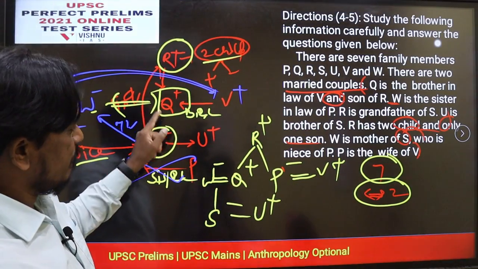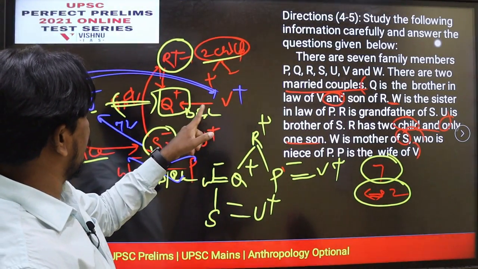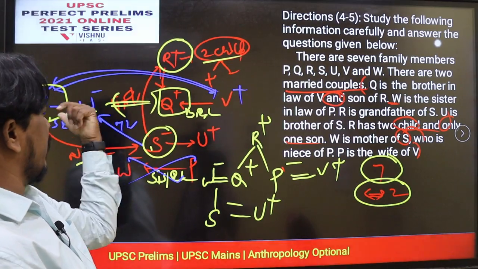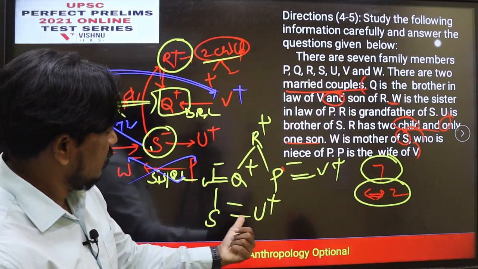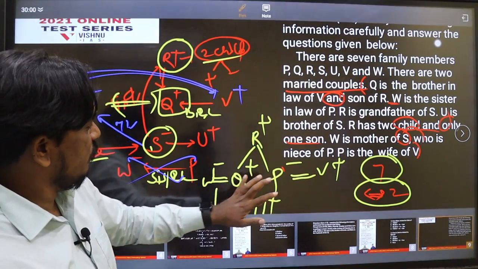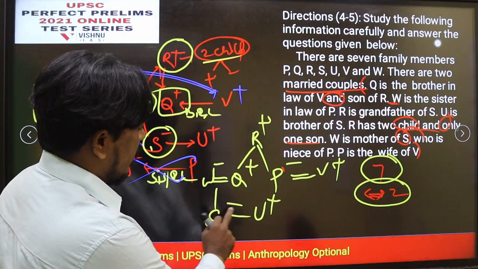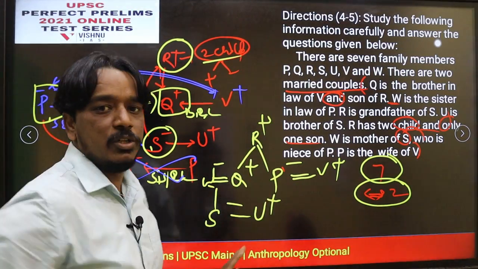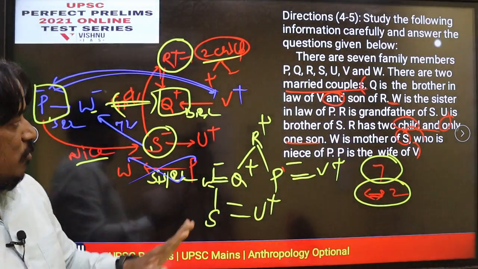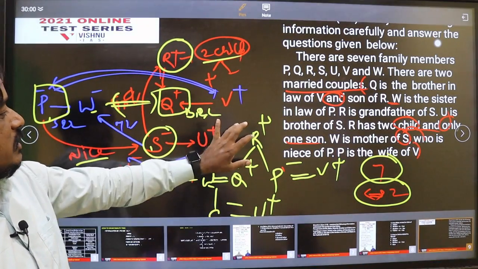So we got R, Q and W and P and V, S and U. 1, 2, 3, 4, 5, 6, 7. Total 7 members are there. Now, see how to answer the questions.